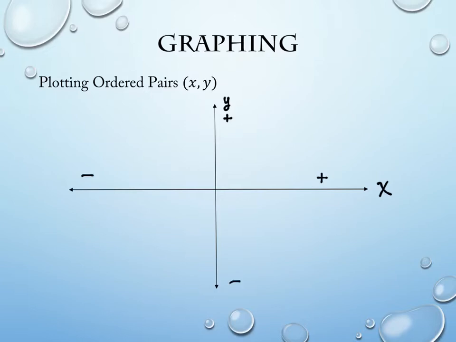And we're going to plot some points. Okay, so, one other thing about this. Ordered pairs are always listed with x first and then y second. If it helps, you can remember that's alphabetical. It's always x and then y.